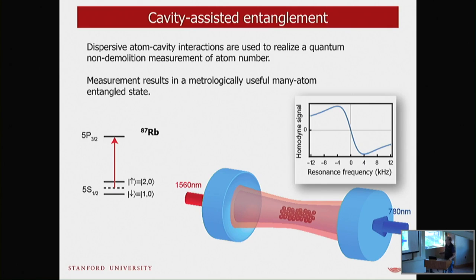And so by having enough photons in this signal, when you make a measurement, you can infer on a photodiode with a homodyne readout the cavity resonance shift from the position on this dispersive curve, and hence make the inference on the number of atoms in the cavity.